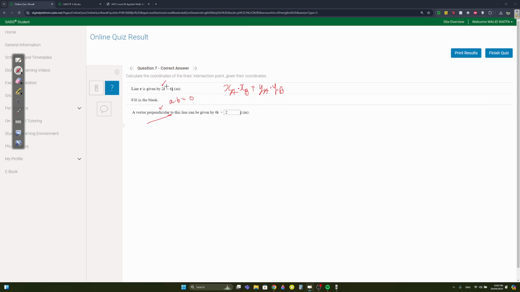Okay, so 2 times 6, right, plus minus 6 times y of b, we don't know it. This is all equal to 0, right? So 12 minus 6y of b equals 0. Minus 6. Okay, you get minus 6y of b equals minus 12. You get y of b equals 2.